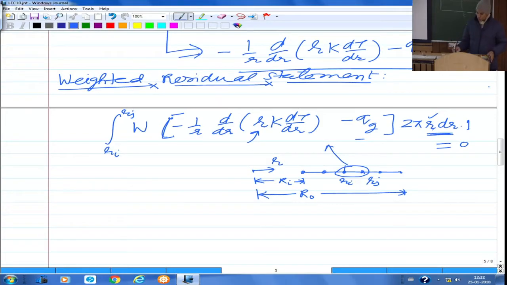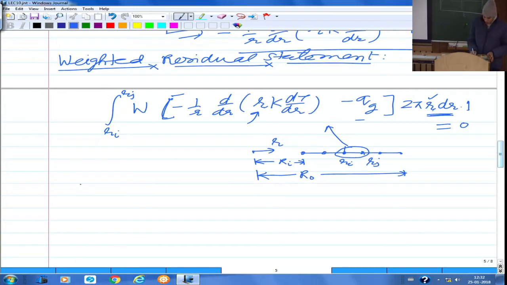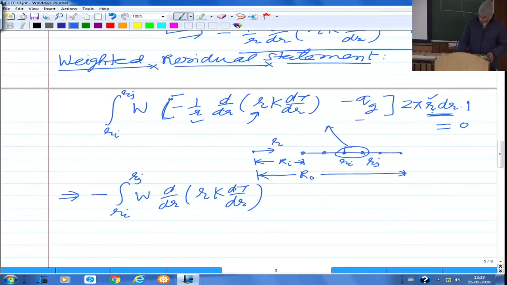We are not writing it over the entire domain of the problem under consideration. So now, as a first step, we can do the integration by parts. The interesting thing is, you have 1 by r in the differential equation and this r here, so in the first term they will get cancelled out. The first term is going to be the integral from Ri to Rj of w, and this r gets cancelled, so you have, let me write that, d by dr of r k into dT by dr, and I am dividing by 2 pi.